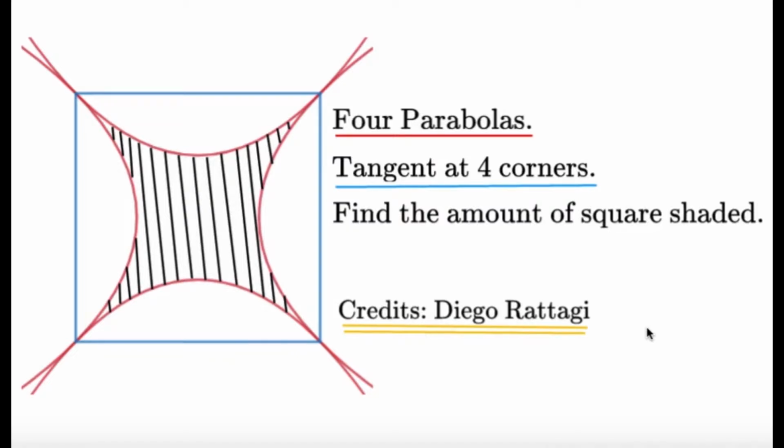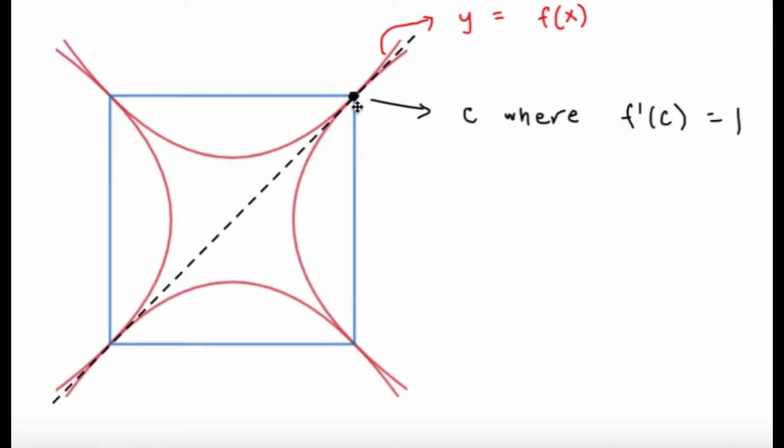First, let's try to draw out one of the tangents at, let's just say, this vertex. Let's say the upper parabola takes an equation of the form y equals f of x. Then we can draw the conclusion that at x equals some value c, f prime of c would be equal to 1. Now this is because of some nice symmetry.